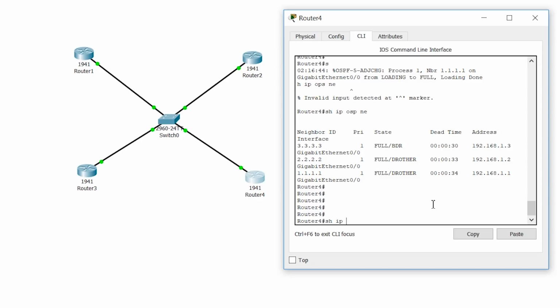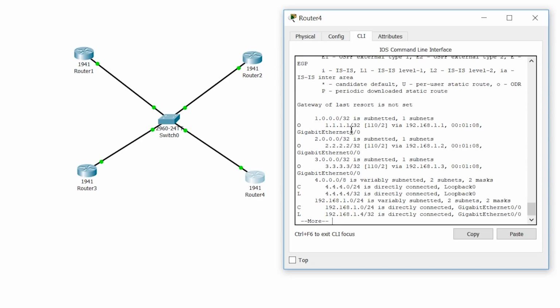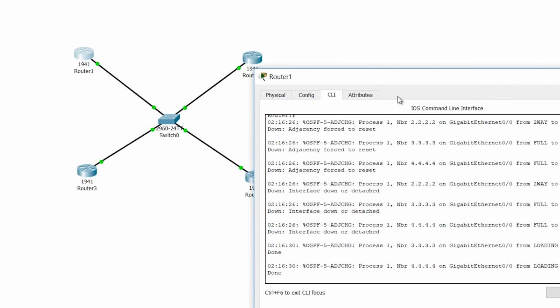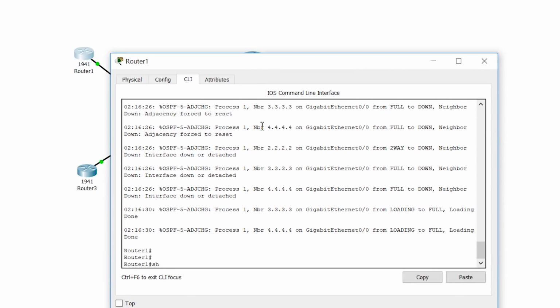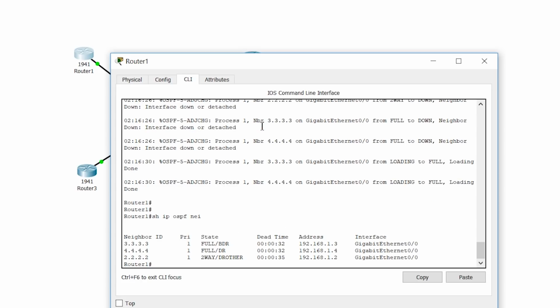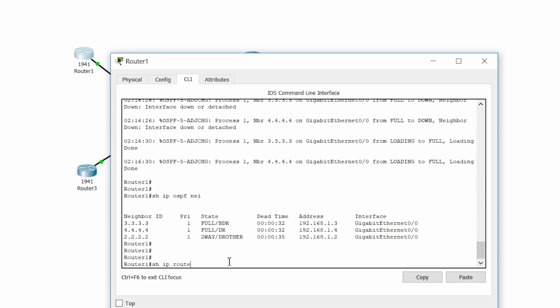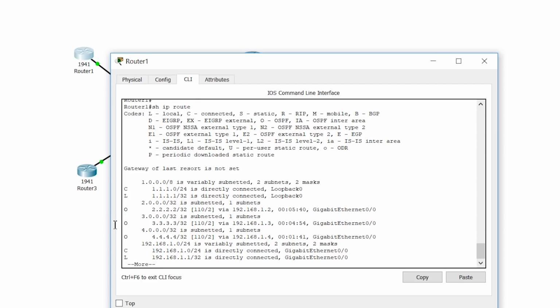So now let's show IP route. We see that router 4 has learned 1, 2, 3, and 4 is connected. So it learned 3 new routes. Same thing, show IP OSPF neighbors. We see that 3 is BDR, 4 is DR, and 2 is other, right? Show IP route. Okay, so it has learned 2, 3, and 4 networks.